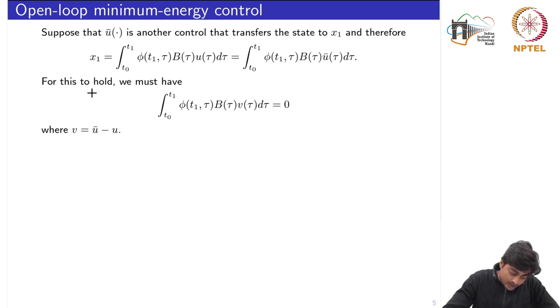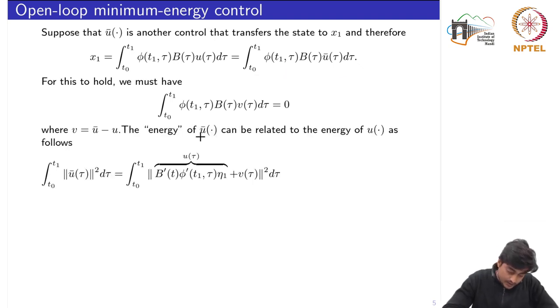So for this to hold, we must have the integral of phi(t1, tau) B v(tau) equal to 0. Meaning to say, if I take this part onto the left hand side, I would have u minus u bar. That signal we have denoted by v. So v is either u bar minus u or u minus u bar.